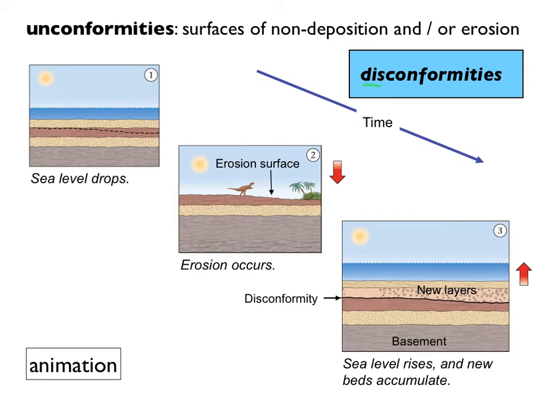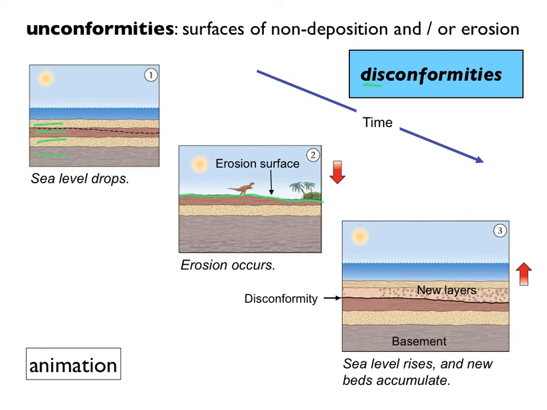So let's look at this image here. We've got sea level dropping. Here we've got our horizontally bedded sedimentary rocks. They are being deposited and lithified in a shallow ocean somewhere. Then sea level drops such that these rocks are exposed above the surface of the water and are now being eroded. So this irregular erosion surface develops across which our dinosaur is running.